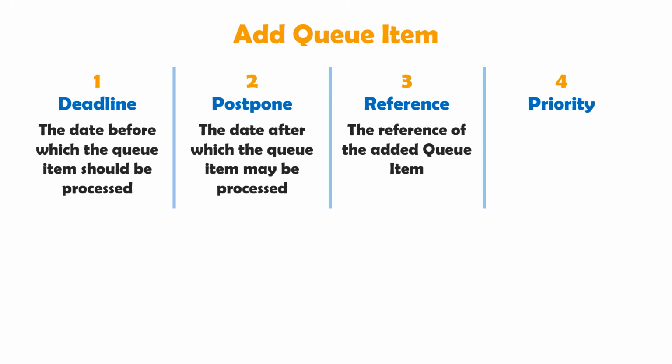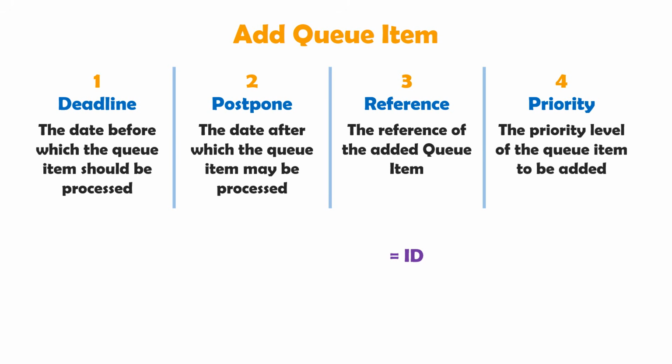Reference is a text of the added queue item. This is like an ID for the item. Using this ID you can fetch a specific item from the queue, which has this ID as reference. Priority is the priority level of the queue item. We have 3 priorities for a queue item: high priority, normal priority, and low priority. This means that the high queue items have higher priority than the other priorities, and should be processed before them. Now you know how to add a queue item.